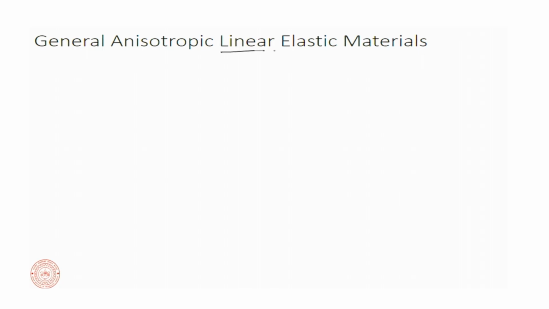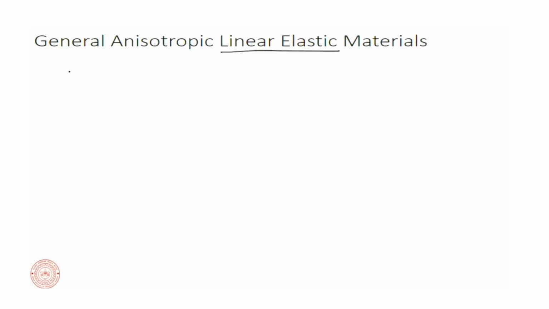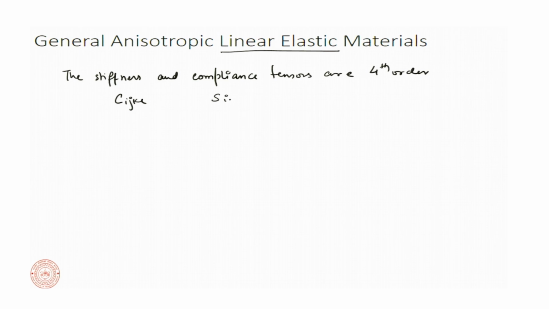Again, it is linear elastic in nature, which means that the stress strain are reversible. That is, if you relax the stress, the strain should be able to come back to its original state. However, they are general anisotropic, which means that they have some direction dependence. Okay, before we start that, we have defined 2 tensors, the stiffness tensor and the compliance tensor. These are 4th order tensors. So, the stiffness tensor is given by Cijkl and the compliance tensor is given by Sijkl.